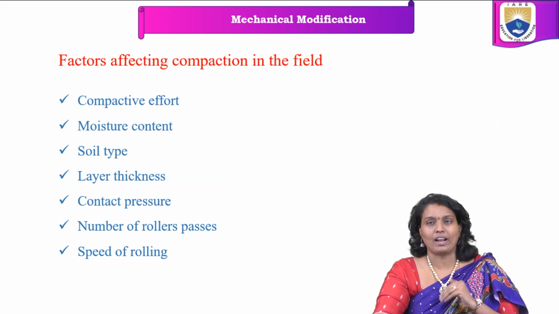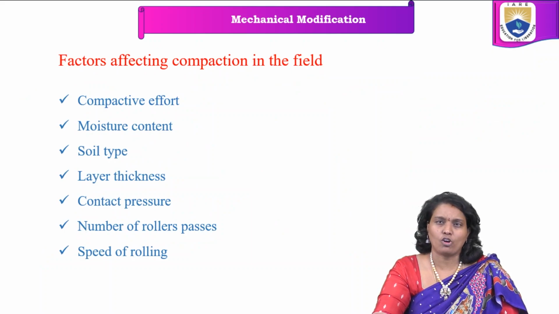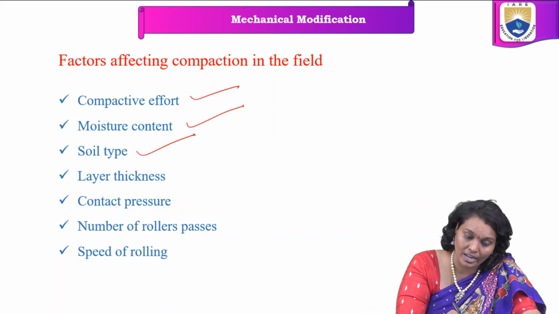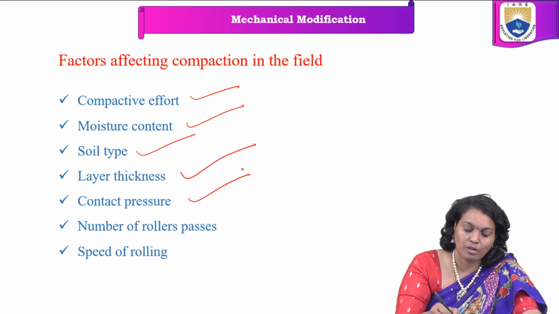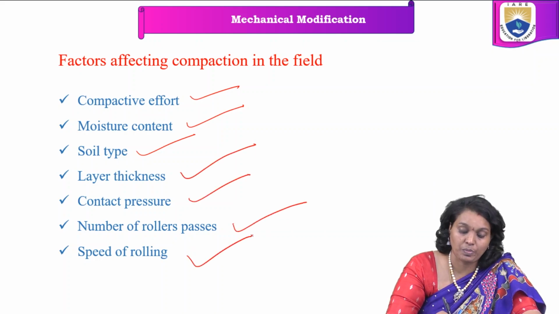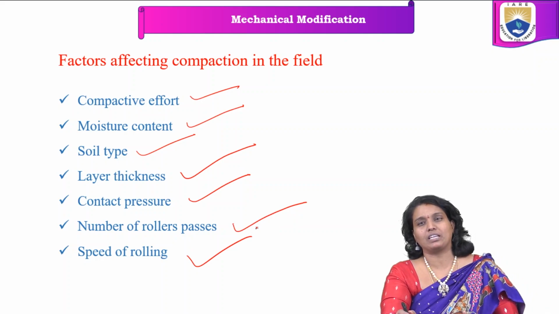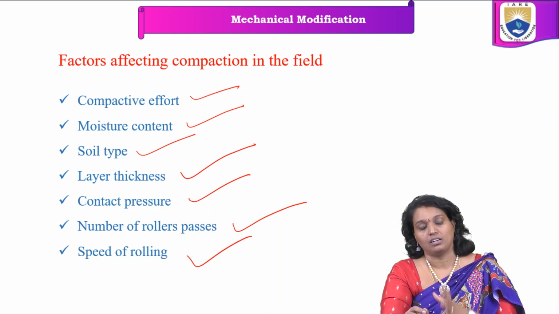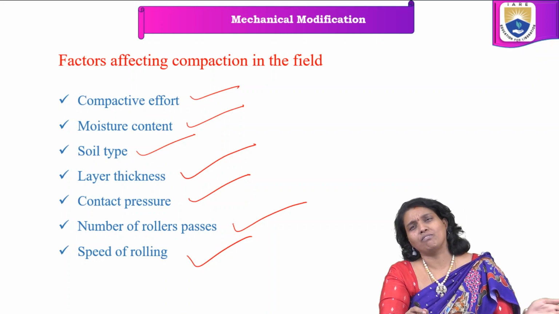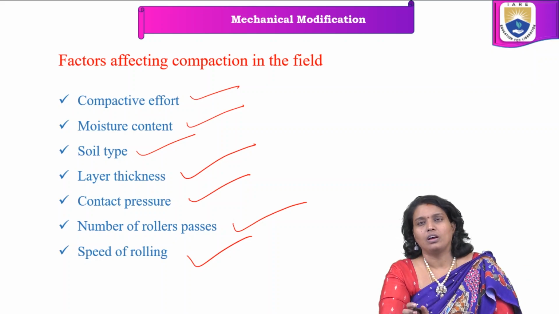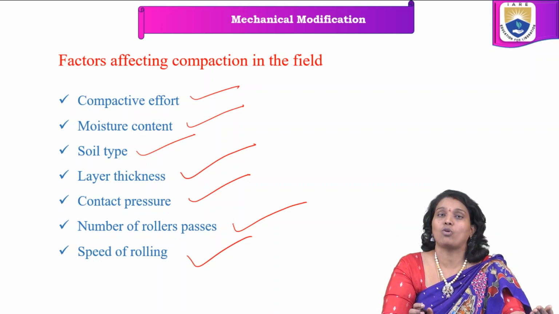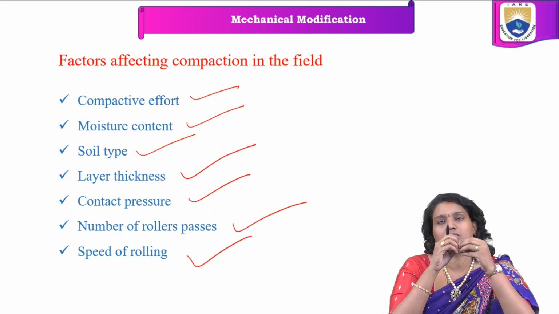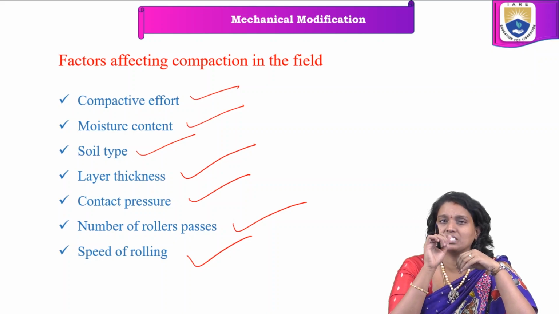So these are the various parameters which affect the compaction in the field. Compactive effort, moisture content, soil type, layer thickness, contact pressure, number of roller passes, speed of rolling. These are all the parameters that affect this compaction. How much the compactive effort is depends upon how much load we impose, and how much moisture content. Already we talked about the various different types of stages in the soil.